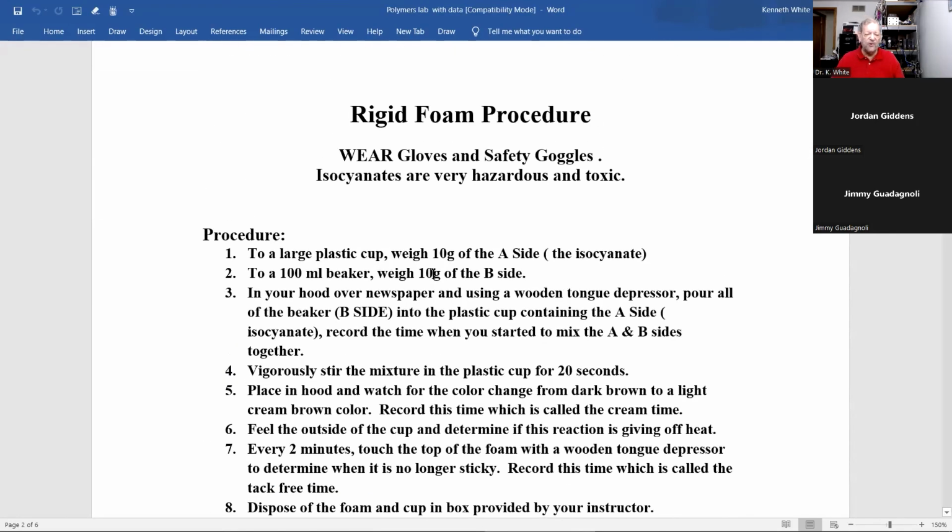And what we would do is in a plastic cup, you pour 10 grams of the A side, the isocyanate, and 10 grams of the B side. And since urethane sticks to everything, it's hard to get off. We always do this in a hood with newspaper underneath. In fact, the last two times we did it, underneath the newspaper, we even put plastic to be careful. You mix it, look for when it changed color, the cream time.